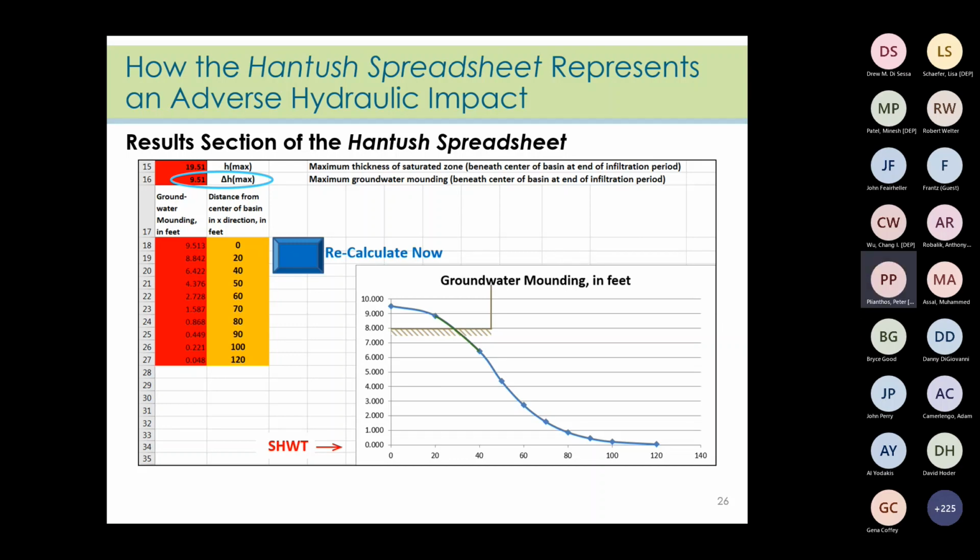Next, we click Recalculate and check the results to see if delta H max is now less than the distance between the seasonal high water table and the bottom of the BMP. You might try this one more time with T a bit longer, as long as the R value is proportionally reduced. If that doesn't work, you're going to check Chapter 13 for an example of changing the dimensions of the infiltration area. With that explained, let's move on to our second example.